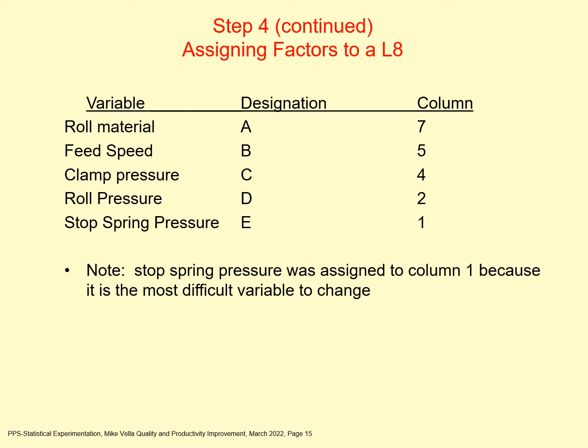So the team has decided to assign these different factors with their designations to the columns, as you can see. Stop spring pressure was assigned to column 1 because apparently it's the most difficult variable to change. The stop spring pressure, that's the trigger. When the end of the tube strikes the stop spring, it electronically triggers the cutter to cut and advance the next product.